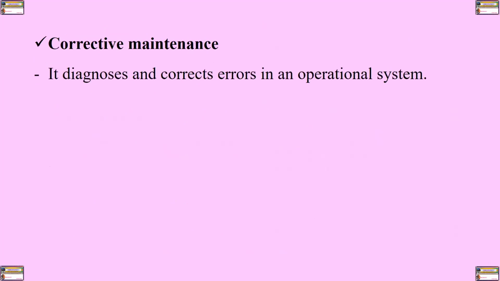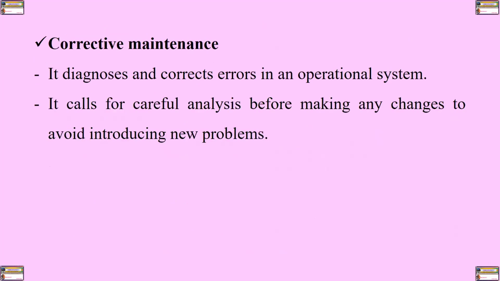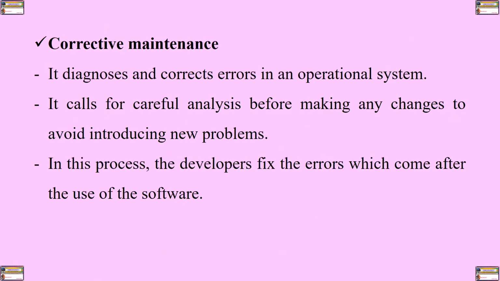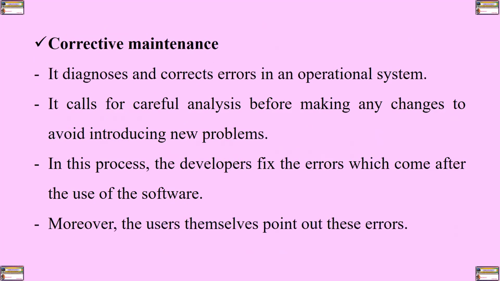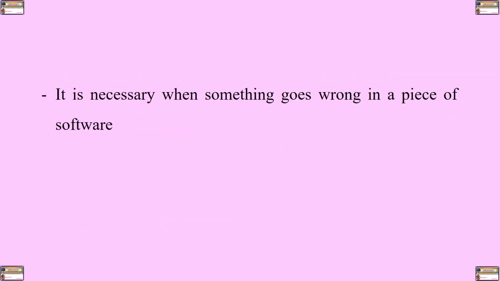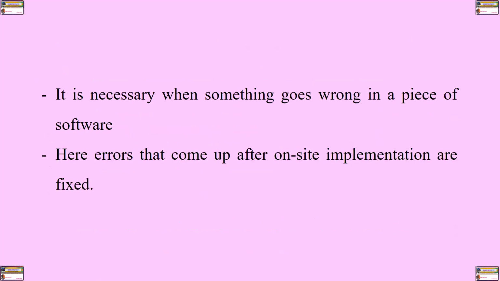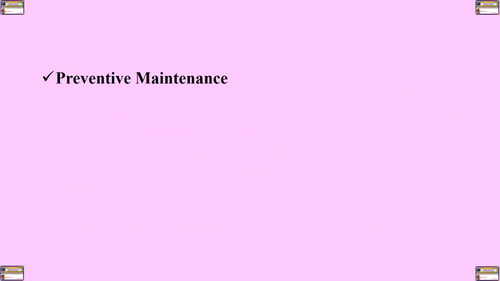What is corrective maintenance? It's a process that diagnoses and corrects errors in an operational system. It calls for careful analysis before making any changes to avoid introducing new problems. In this process, the developers fix the errors which come after the use of the software. Moreover, the users themselves point out these errors. It is necessary when something goes wrong in a piece of software. Here, errors that come after on-site implementation are fixed.